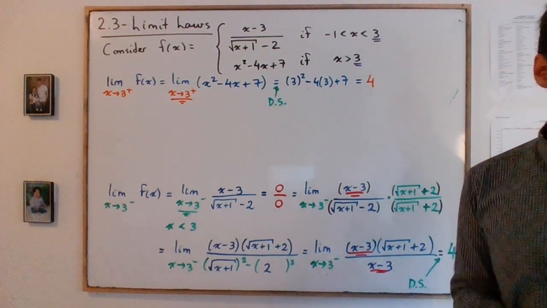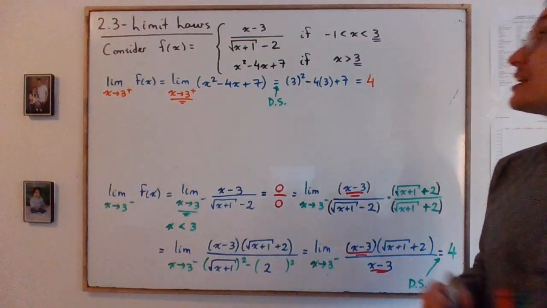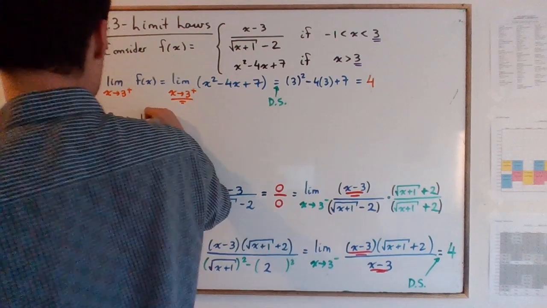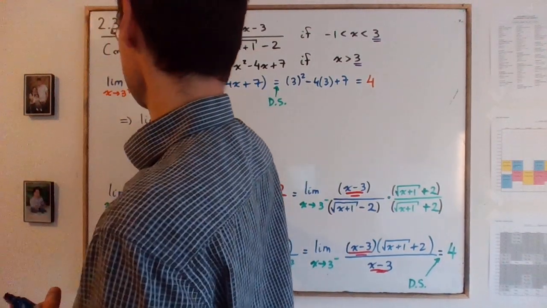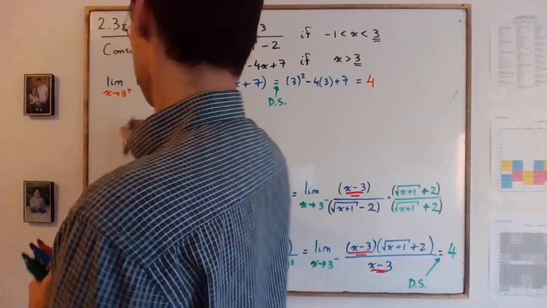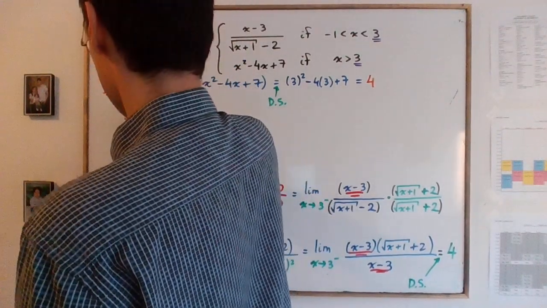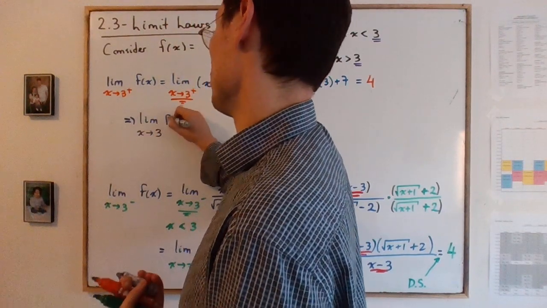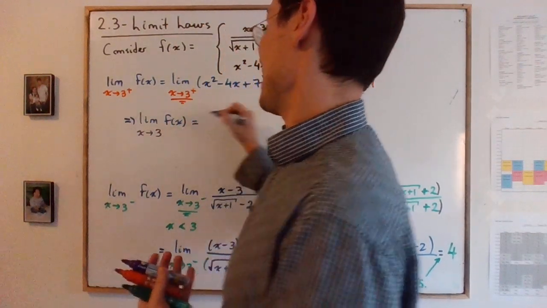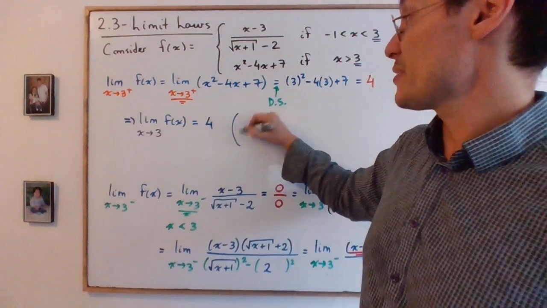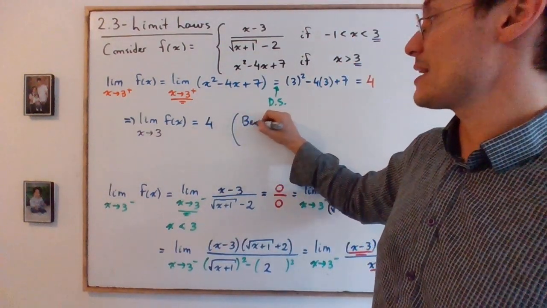So as a conclusion, remember we were asking the limit as x is approaching 3. The limit as x is approaching 3, I'll just color code the two-sided limit in purple, but the rest I will do blue as usual, is also equal to 4. And remember, this is because both one-sided limits match.